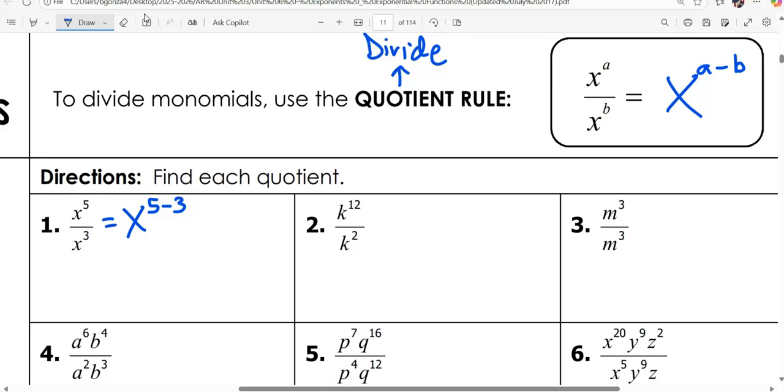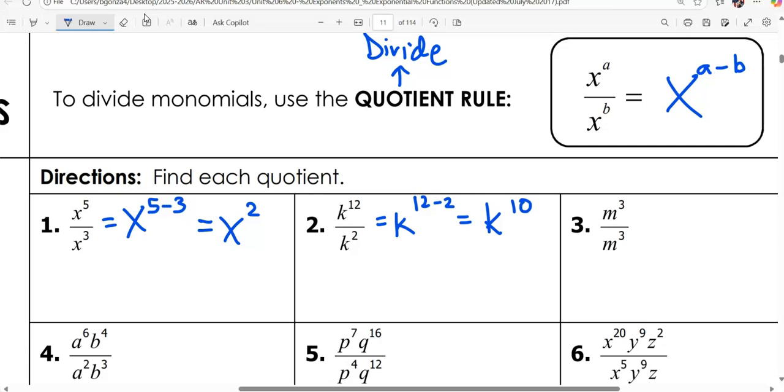What's 5 minus 3? 2. X squared. That one's pretty straightforward, right? Now, same base being divided, so I'm going to do what with those powers? Subtract. Top minus bottom. What's 12 minus 2? K to the 10. That's it.